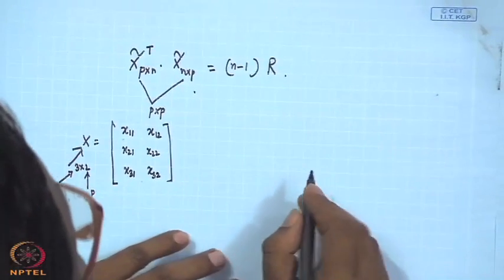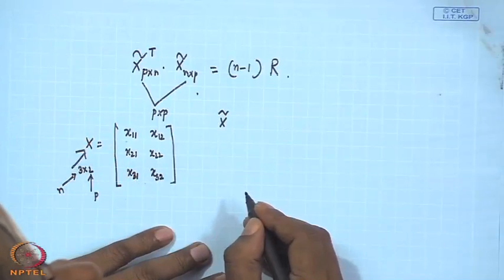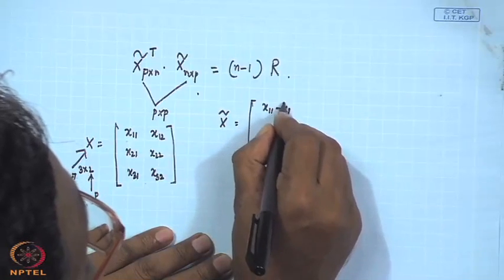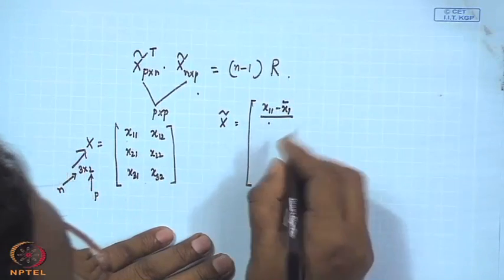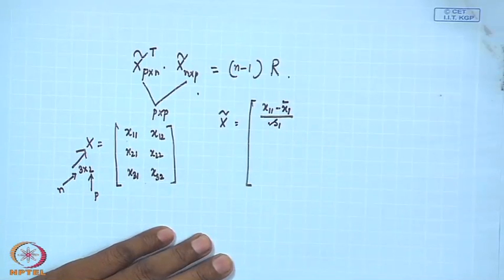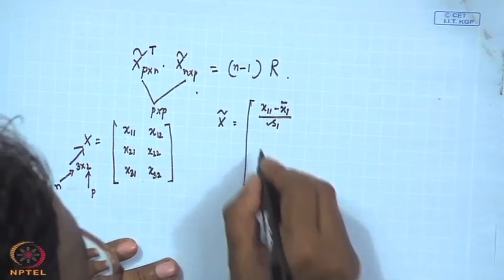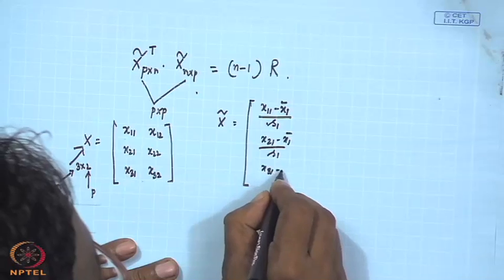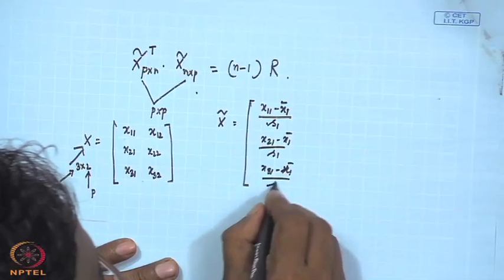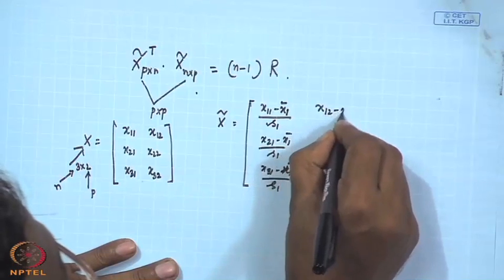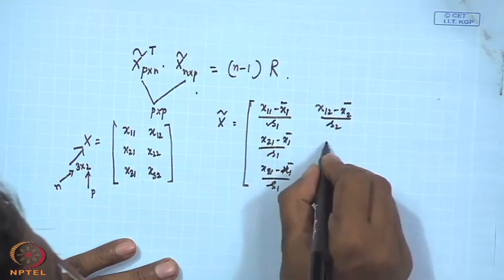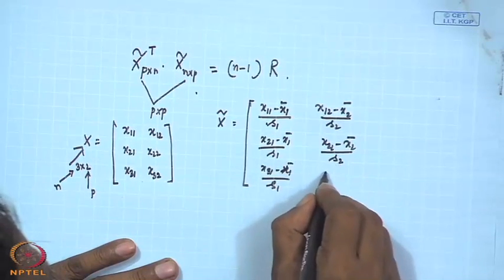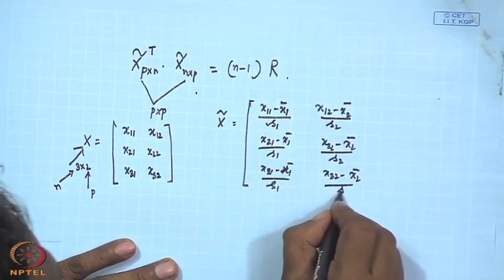Okay. Then what you are creating here? You are creating x tilde. What is this? This is nothing but x11 minus x1 bar by, I am writing s1 only, instead of square root of s11, that is s1 I am writing. Then this will be x21 minus x1 bar by s1 and x31 minus x1 bar by s1, and this will be x12 minus x2 bar by s2, then x22 minus x2 bar by s2, then x32 minus x2 bar by s2.